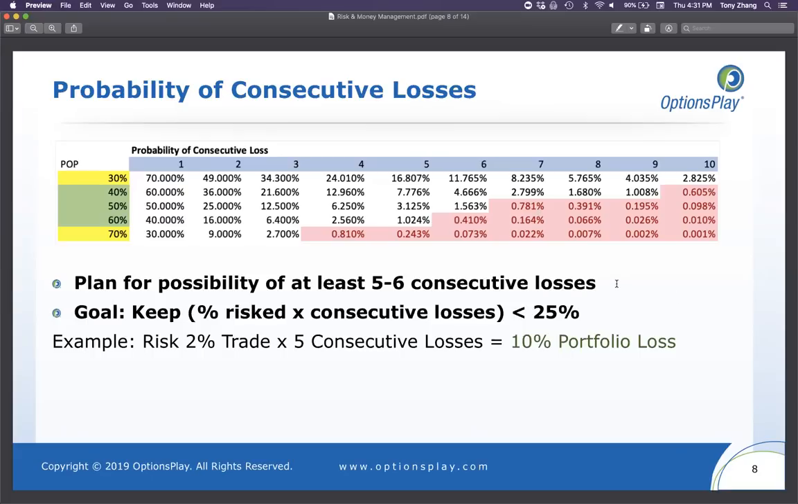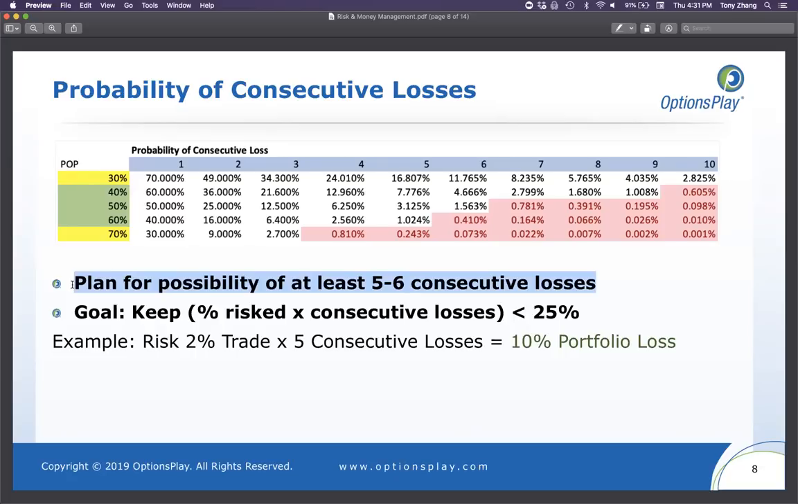So whenever we think about risking 1% of our account per trade, how many consecutive losses can we plan for, or should we plan for, in a worst case scenario? The rule of thumb based on this chart is that you should probably plan for the possibility of at least having 5 to 6 consecutive losses in a row. And that's the reality of trading. Any of you that have traded hundreds of trades will know that it's quite possible to lose 5, 6, 7 trades in a row.